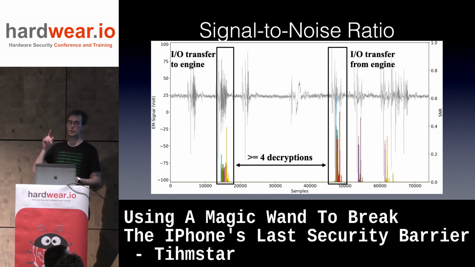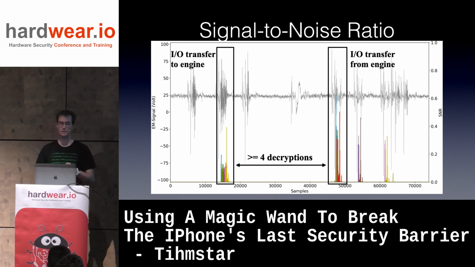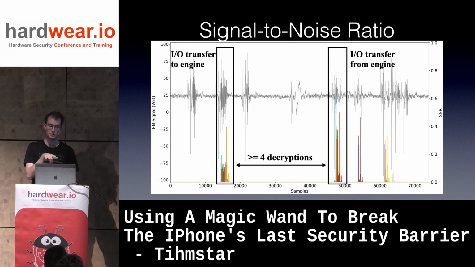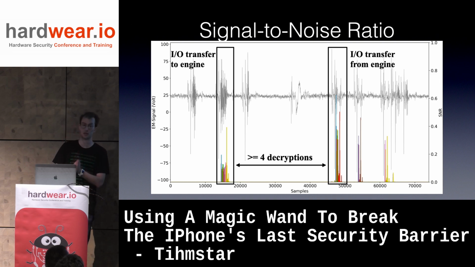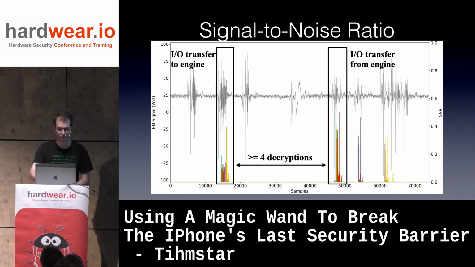But we also know that in this time span, definitely at least 4 encryptions happen, because we see the input leaking, and then we see the output leaking. So we know somewhere in between has the AES to take place, right? So great, this is more information.